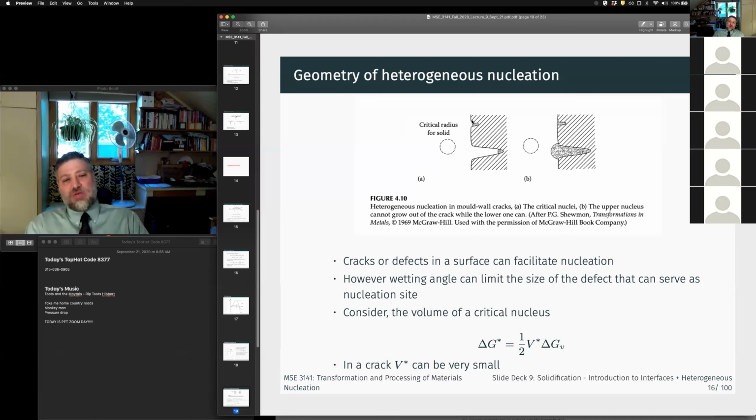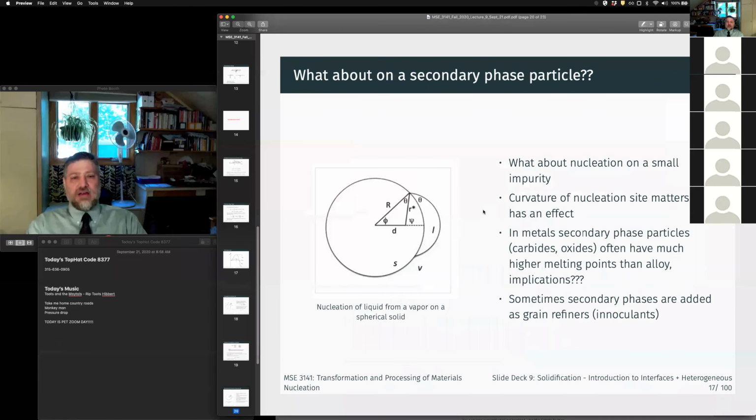If this crack isn't wider than our critical radius, we can't grow out of this crack. It is essentially the same as another nucleation event that would have to happen. We would have to nucleate a new particle here that would then grow over. But if we're narrow at the bottom and wide at the top, we can have nucleation that happens very easily, right? And what about nucleation on a secondary phase particle?